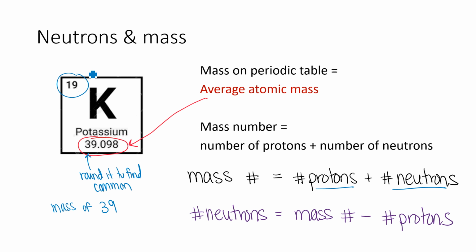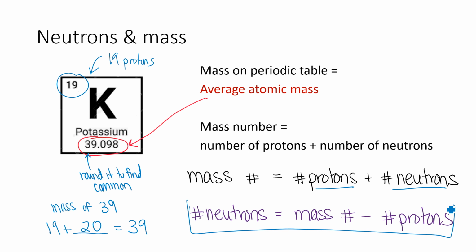And I know that potassium has 19 protons because that's the atomic number. So my number of protons, 19, plus my number of neutrons must equal 39. So I can now figure out how many neutrons I must have in my atom. That looks like it's 20. So the way you find your neutrons basically is you take your mass minus the number of protons. So 39 was my mass, protons 19, subtract those two, I get my number of neutrons.